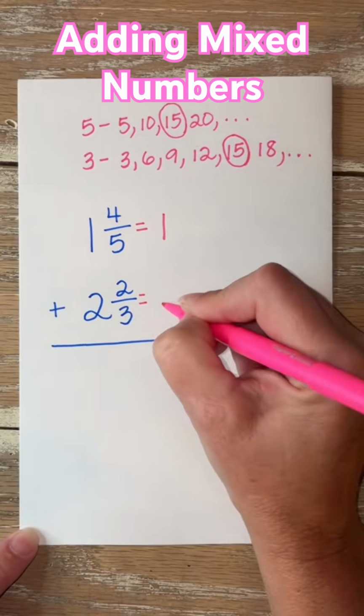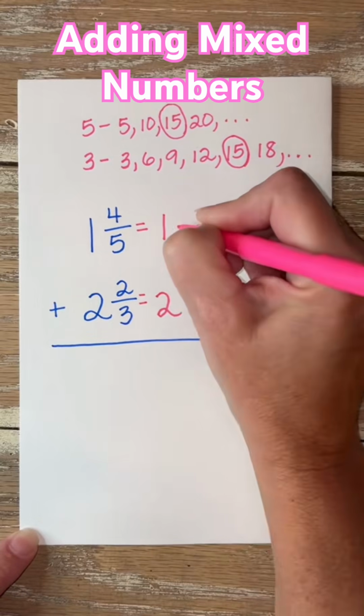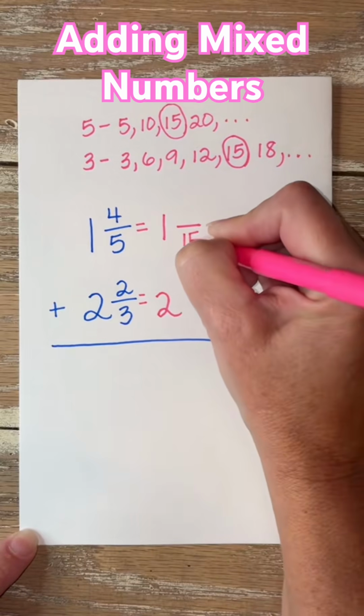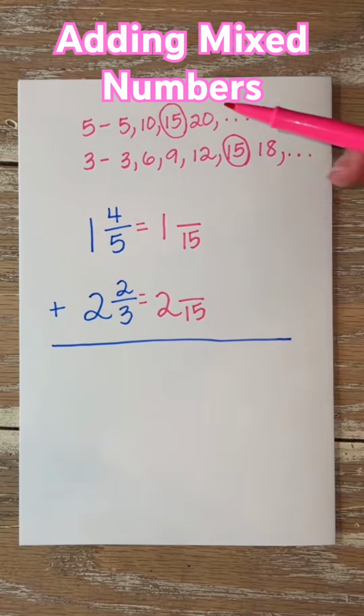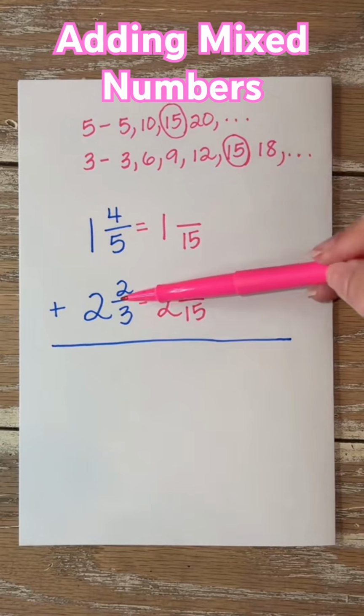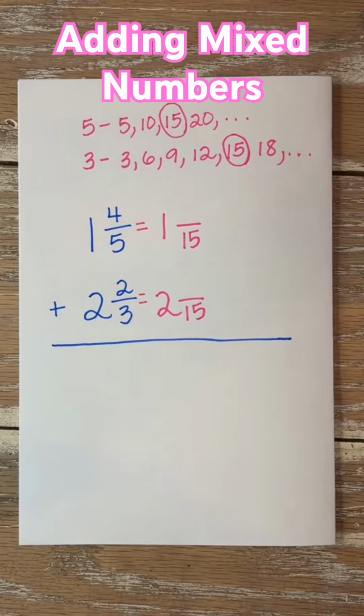I'm going to leave my whole numbers as they are, and I'm going to rewrite my fractions with my new common denominator of 15. Now, to get equivalent fractions, we have to multiply our fractions times a version of the number 1 because we don't want to change its value. And multiplying something by 1 does not change its value. The beauty of the number 1 is that we can write it as any number over itself: 2 over 2, 3 over 3, 4 over 4, etc.